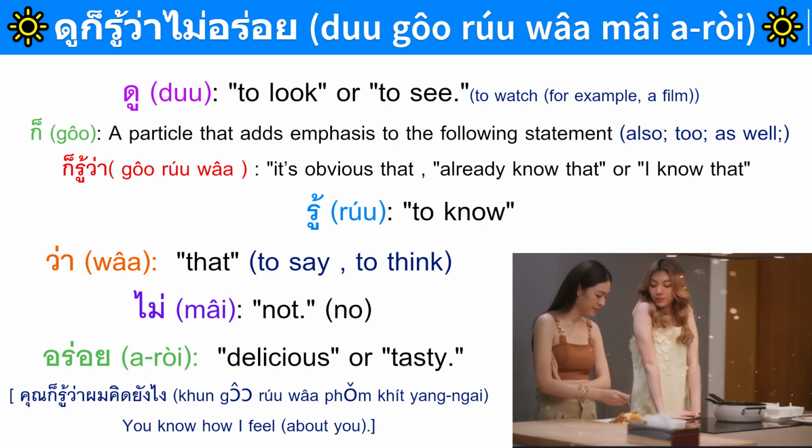ดู To look, or to see. Here, it implies observation. ก็ A particle that adds emphasis to the following statement. It can imply already or just. ก็รู้ว่า Means it's obvious that, already know that, or I know that in English. It's often used to emphasize a point or acknowledge something known in a conversation.